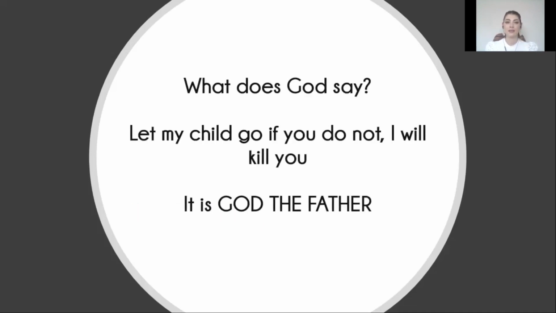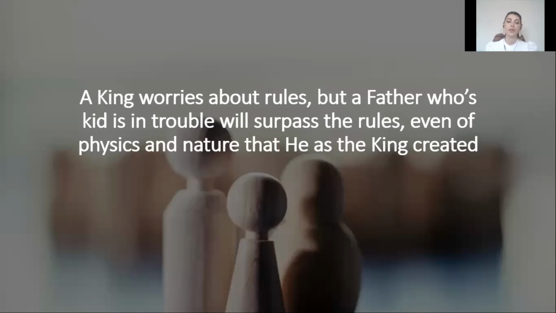So what does God say? He says, go to Pharaoh and you tell him, let my child go. And if you do not, I will kill you. So in this specific instance, God is acting as God the Father because he wants his children to be saved. And so we see attributes of a king. A king is worried about rulership. He's worried about the kingdom. He's worried about the rules. But a father whose kid is in trouble will surpass the rules, even the rules of physics and nature that he himself as the king created.